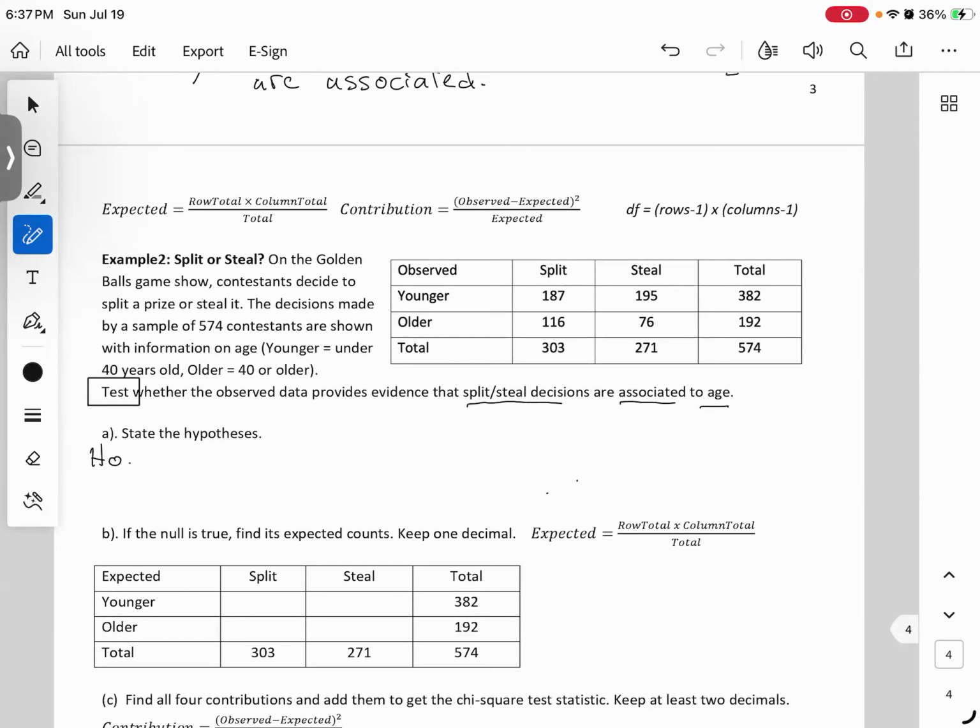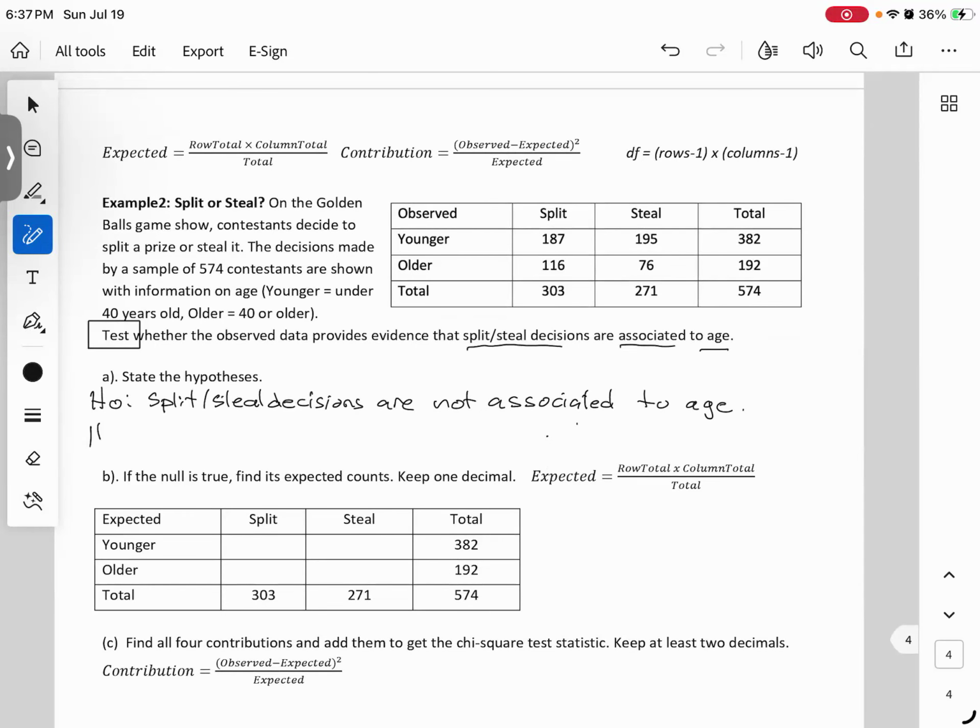So the null is going to say, no, it doesn't matter, right? They're not associated. Split/steal decisions are not associated to age. Again, the idea behind that is that it doesn't matter if you're younger or older. Everybody's gonna split and steal about the same as everybody else in the other group. And then to counter that, the alternative is going to say, no, they are associated. That one of these two groups is more wicked than the other.